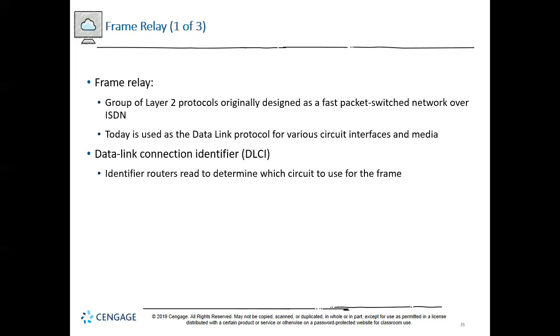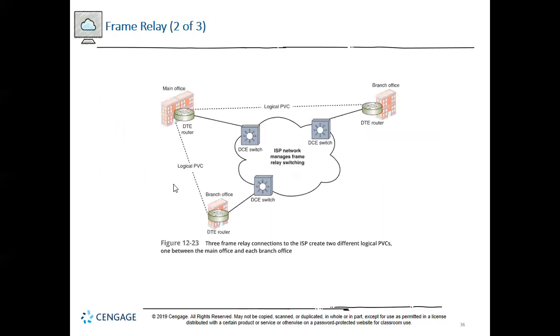So you have this concept of a data link connection identifier that, as it says there, determines which circuit to use for the frame. So that means that your frame is going to have the identifier on it to determine which circuit it will go on. So here's a diagram which sort of represents that frame. So we have special switches there that are provided by the ISP, your network provider. They're providing these switches.